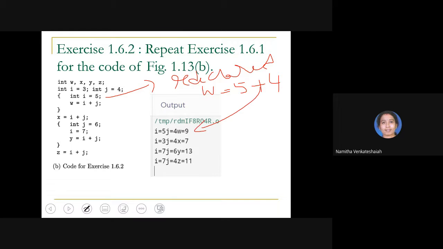So 9. And similarly for X is equal to I plus J, the redeclaration will not be considered because the scope is limited to this particular block. So it will be 3 plus 4. That's what is happening here. And inside this block, we have int j is equal to 6 and I is equal to 7. So 6 plus 7 is 13. For this I plus j, the redeclared int j is inside this, and int I is also inside this. So it will take the updated value 7 plus 4, that is 11.